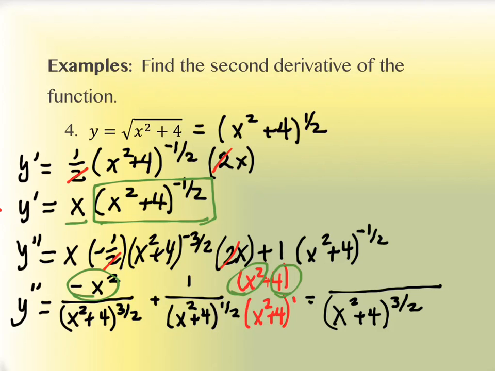Considering both denominators have the power of 3 halves, would it not be 2x squared plus 4 to the 3 halves, since there's 1 of each? No, because think about what happens when we do fractions and we get them to have the same denominator. If I had 1/4 and I had 1/2 and we multiplied each of these by 2, the denominator stays the same, right?